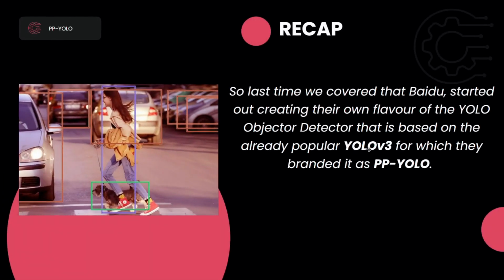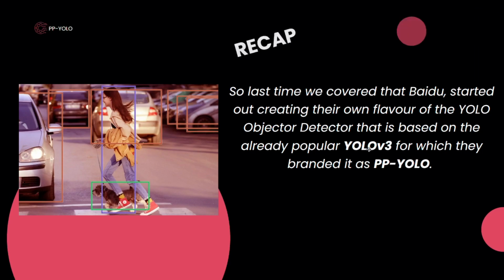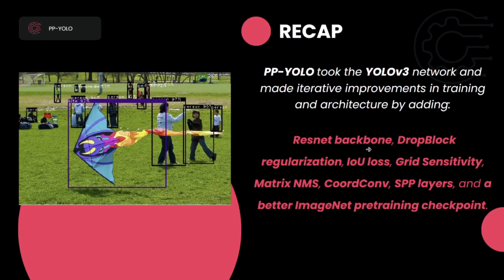So to recap, last time we covered that Baidu started out creating their own flavor of the YOLO object detector that is based on the already popular YOLOv3, for which they branded it as PP-YOLO. PP-YOLO took the YOLOv3 network and made iterative improvements in training and architecture by adding a ResNet backbone, DropBlock regularization, an IoU loss, grid sensitivity, Matrix NMS, CoordConv, SPP layers, and a better ImageNet pre-training checkpoint.